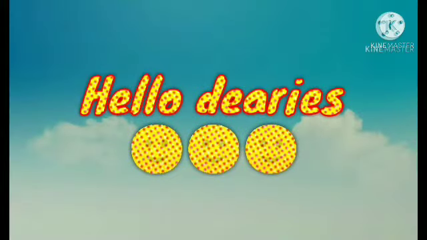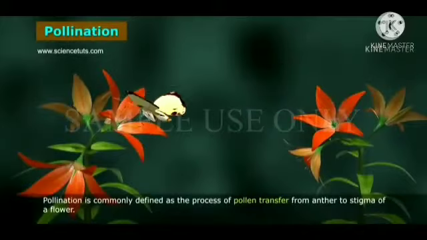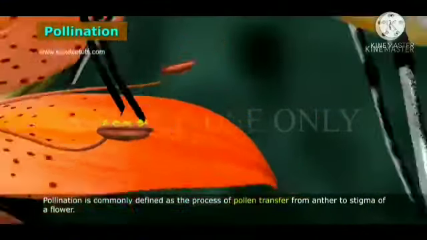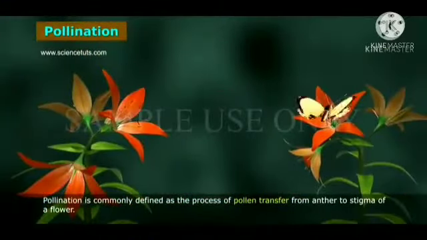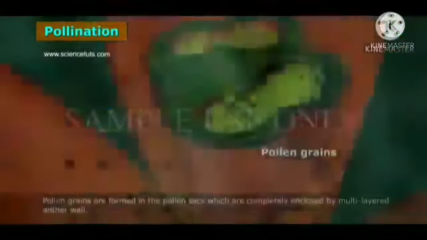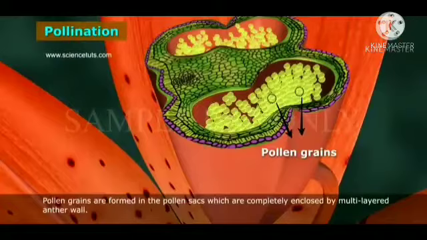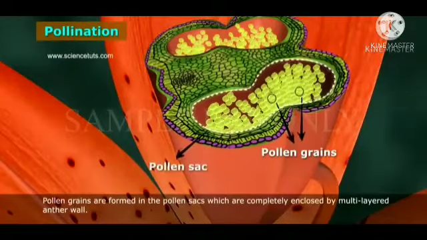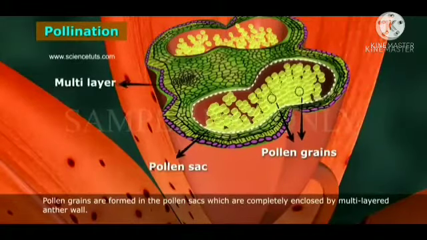In this lesson, we'll be looking at pollination. Now, what's pollination? Pollination is commonly defined as the process of pollen grain transfer from the anther of a flower to the stigma of a flower or to another. Now, pollen grains are formed in the pollen sac, which is completely enclosed in multiple layers.